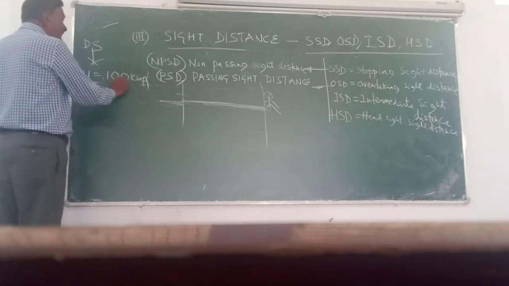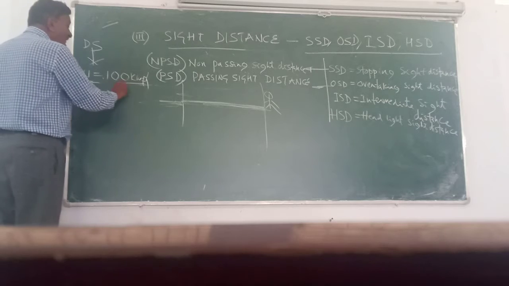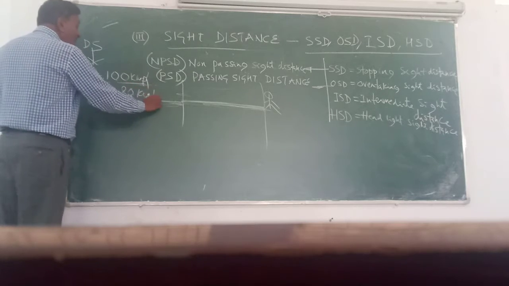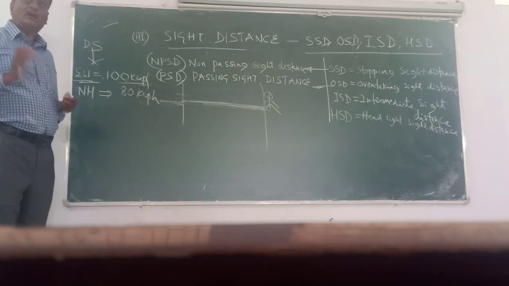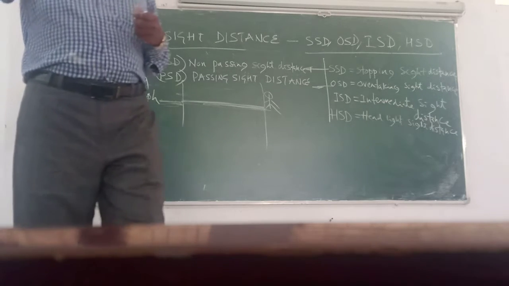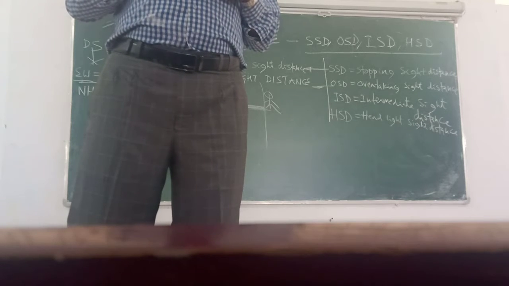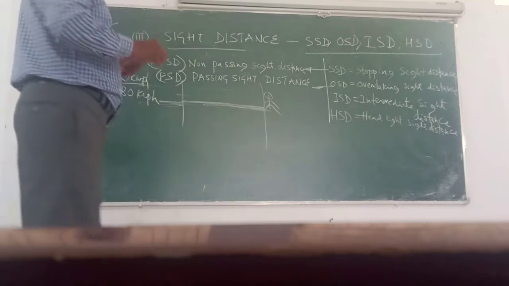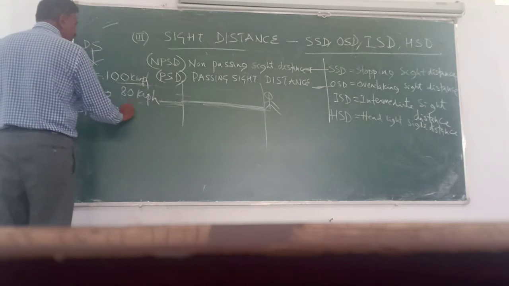Expressways are designed for 100 km/h. National highways are 80 km/h, now increased to 85 as per the revised IRC. They are all classified as per IRC, meaning Indian Roads Congress. State highway is 65 km/h.